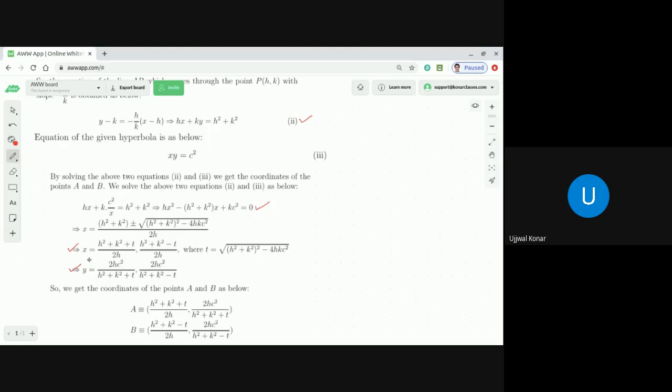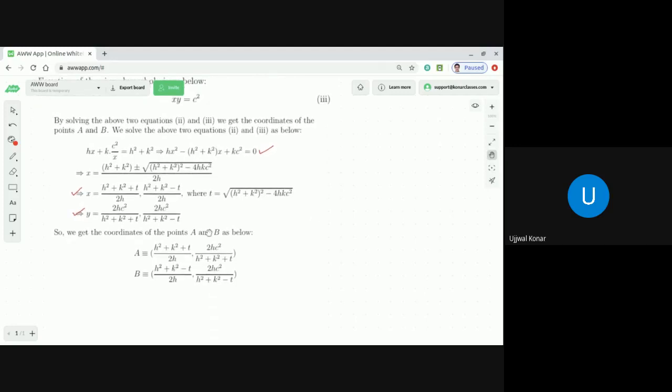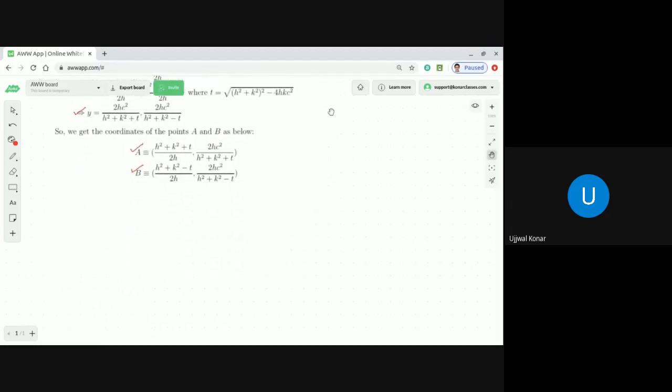So what are the coordinates of the points A and B? When x equals h square plus k square plus t by 2h, the corresponding value of the y coordinate would be 2h into c square by h square plus k square plus t. That is the coordinate of the point A, and similarly the coordinate of the point B. Any doubt so far, dear students?